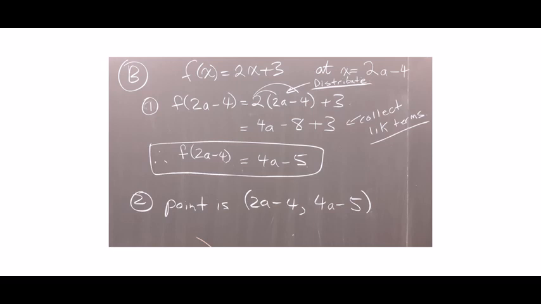Now that I've got that, I calculate by distributing the 2 into 2a and -4, and we get 4a minus 8, and then we have plus 3 left over. Then we collect our like terms, and we get 4a minus 5. So our point is: x is 2a minus 4, and our y value is 4a minus 5.